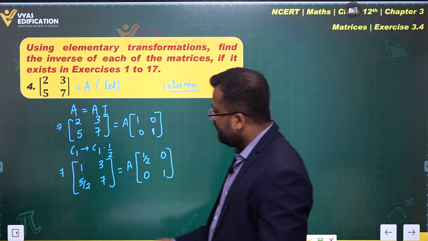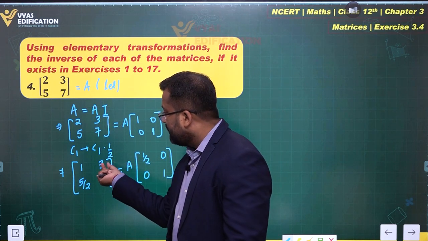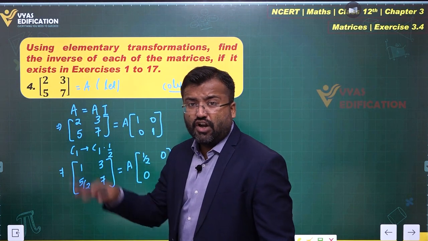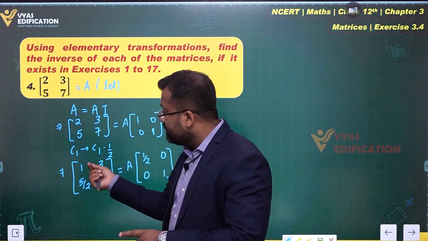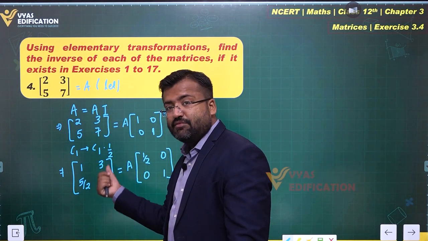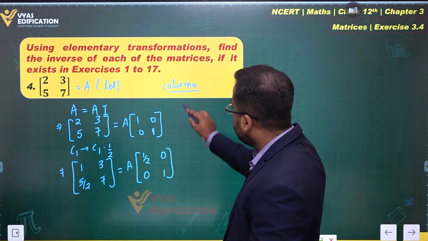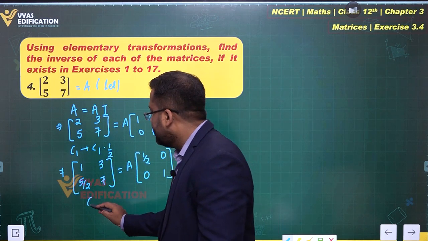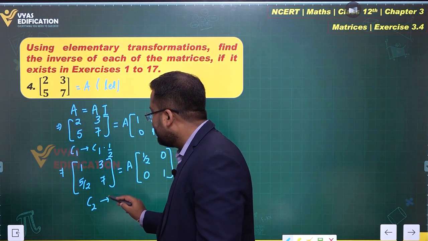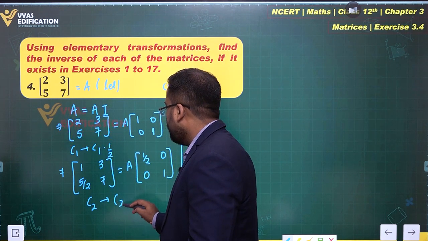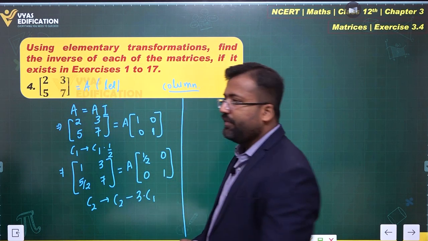What next? After this, we'll convert this into a 0. For column transformations, we apply column transformations, but in terms of elements, we move row wise. This 3 will have to be converted into a 0. So for converting this 3 into a 0, C2 has to be replaced by C2 minus 3 times C1. This is what we require.